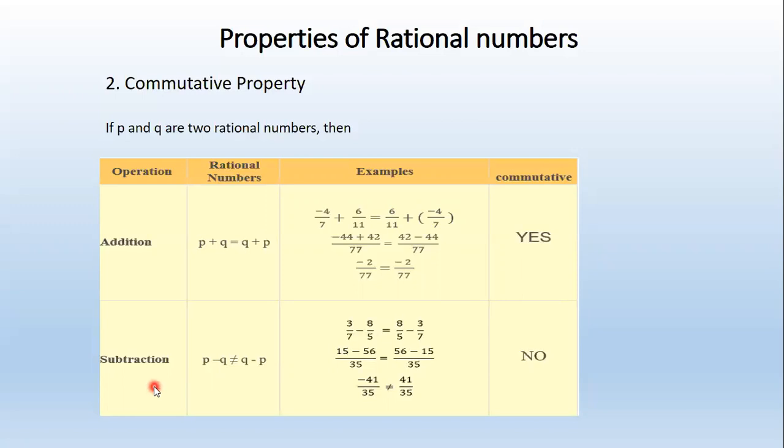Next, for subtraction, we check whether P minus Q is equal to Q minus P. We'll see with an example. 3 by 7 is P, and Q I have taken as 8 by 5. This is LHS. RHS is Q minus P, that is 8 by 5 minus 3 by 7. As I said earlier, we are doing the subtraction of rational numbers. Now, first multiply the denominators, that is 7 into 5 is 35.